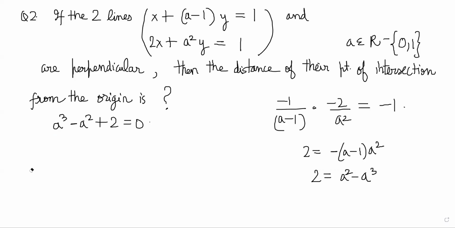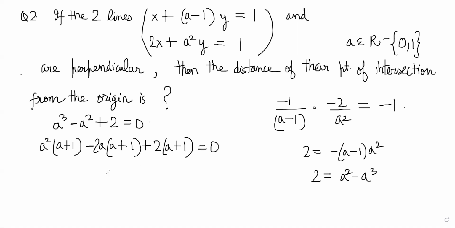So if -1 is a factor, I can just write it as a square into a plus 1 minus a into, so I got a square, so minus a cube plus a square. So I need a -2a plus 1, minus 2a square minus 2a, so plus 2a plus 1. Right, so you get basically a plus 1 common, a square minus 2a plus 2 equals 0.